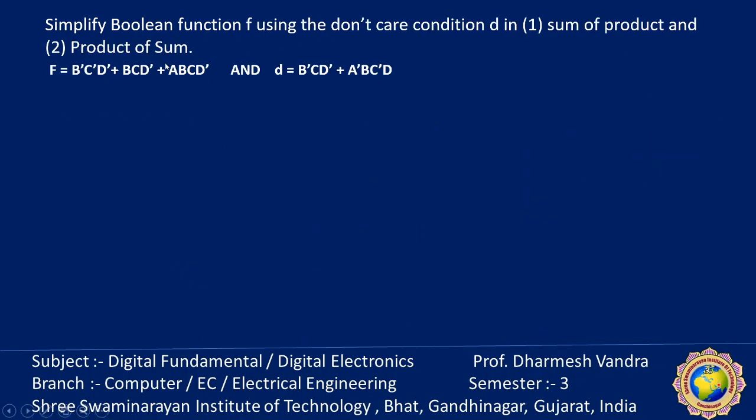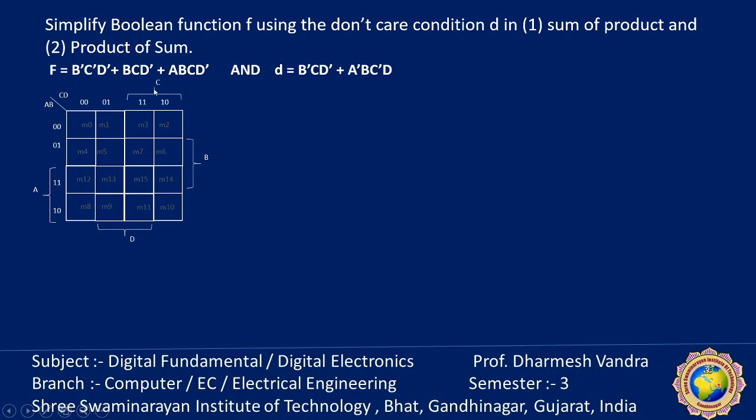Suppose the function is given and f is equal to b dash c dash d dash plus b c d dash plus a b c d dash, and the don't care condition is given b dash c d dash plus a dash b c dash d. We have to find out sum of product and product of sum. A b c d, four variables are there.